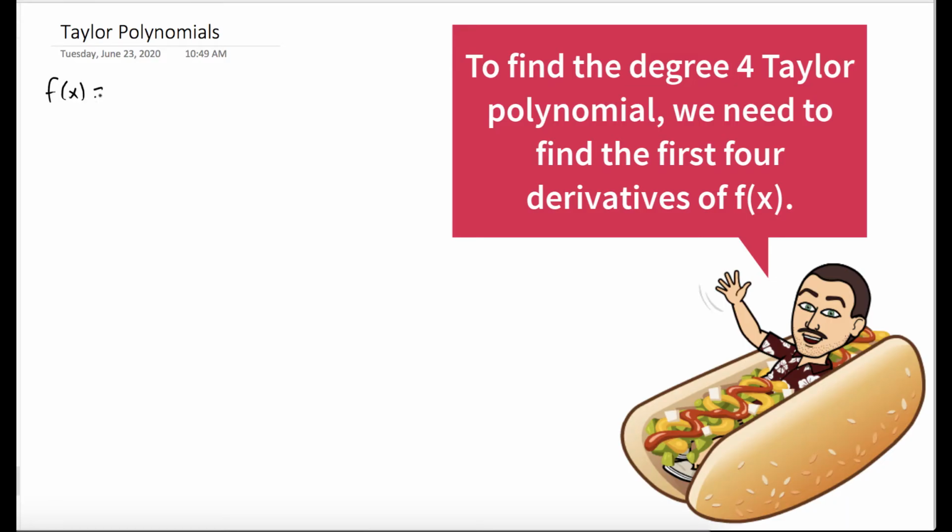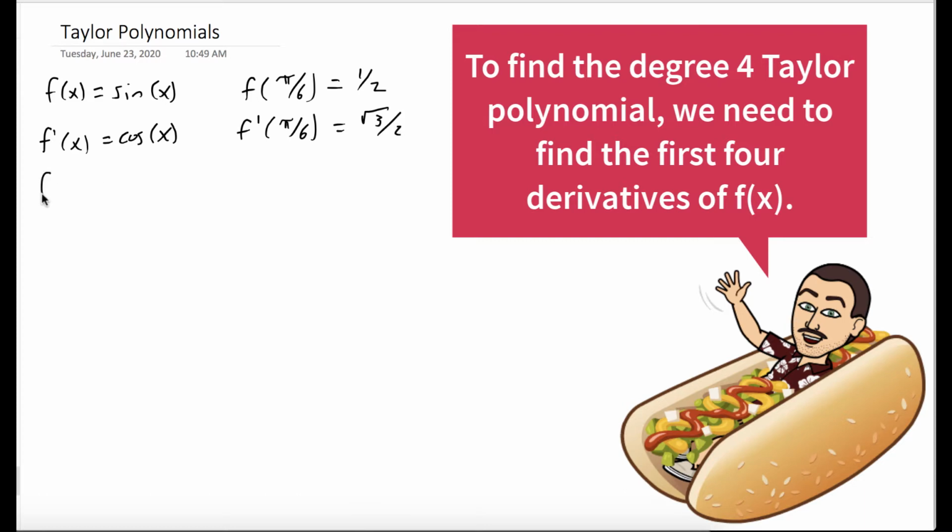We want to find the degree 4 Taylor polynomial of the function f of x equals sine of x centered at pi over 6. So in order to do that, we need to find the function evaluated at pi over 6 and the first 4 derivatives of our function evaluated at pi over 6. So our function evaluated at pi over 6 is 1/2. The derivative evaluated at pi over 6 is square root of 3 over 2. The second derivative of our function, which is the derivative of cosine, is negative sine of x. When we evaluate at pi over 6, we get negative 1/2.